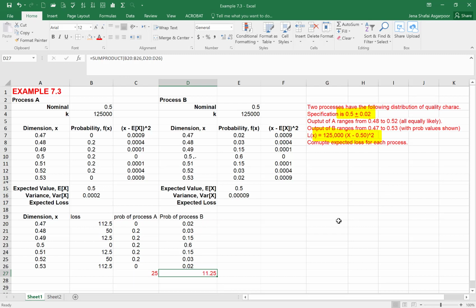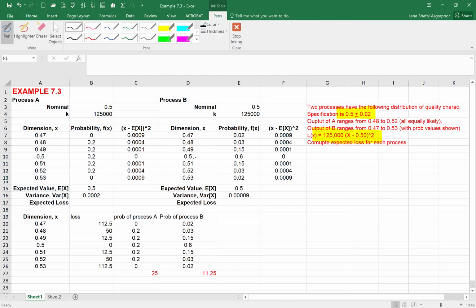So comparing these two, you can see that process B has a much lower expected loss per unit, even though two of its possible values fall outside of the range of tolerance, because our tolerance, if you remember, is right here. Our range is going to be from 0.48 to 0.52. So these two numbers fall outside of the range, but even with that, the expected loss is lower.